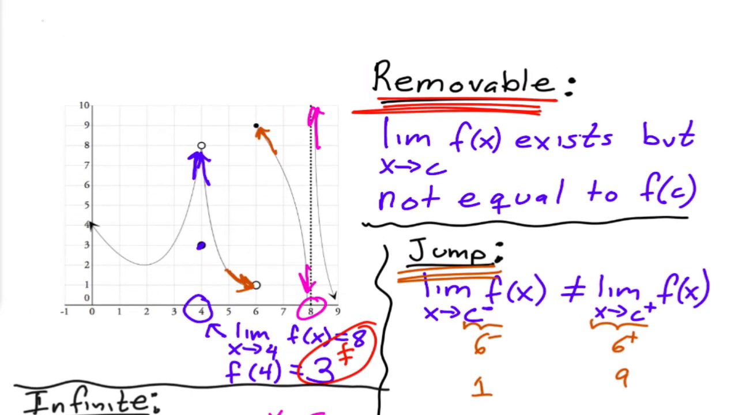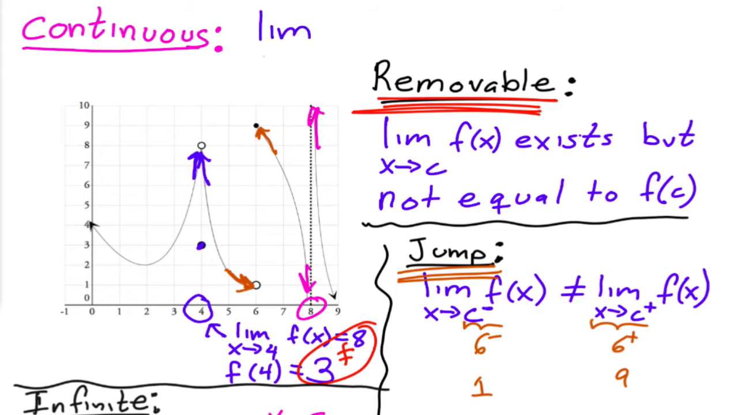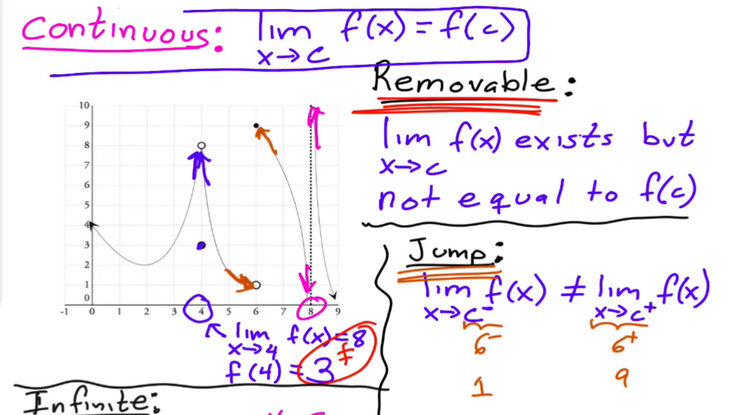Remember, I already gave you guys the definition, but it's important to make sure that you know that a function is continuous if the limit as x approaches c of f of x is equal to f of c. So this is the definition of continuity. And all it basically says is if the limit is equal to the value of the function.